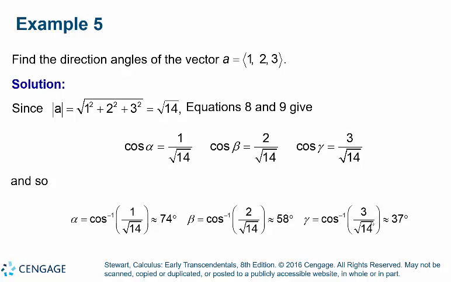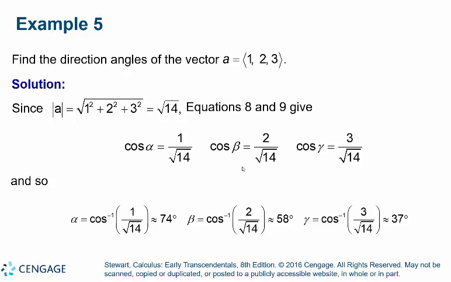So find the directional angles of the vector A, which is equal to <1, 2, 3>. Very simple. First thing we're going to do is find the magnitude of A, which is just the square root of the sum of the squares of each component, which gives us the square root of 14. So similarly then, cosine of alpha would be 1 divided by the square root of 14. Cosine of beta would be 2 divided by the square root of 14. And cosine of gamma would be 3 divided by the square root of 14.